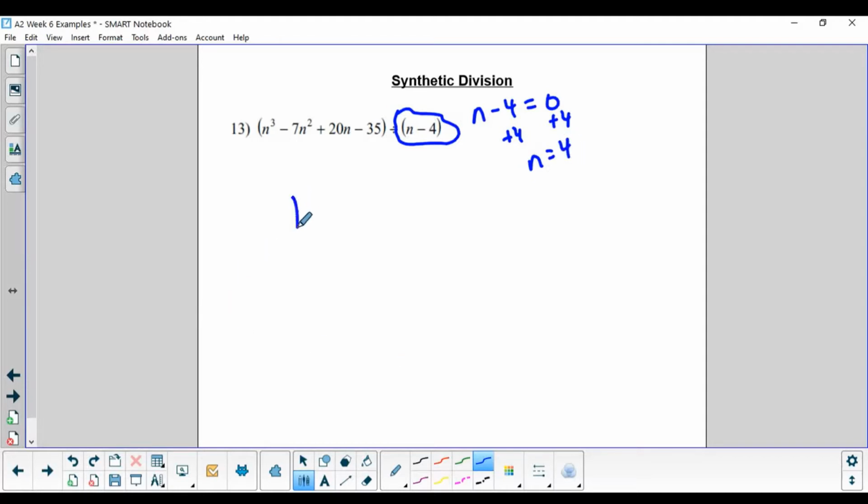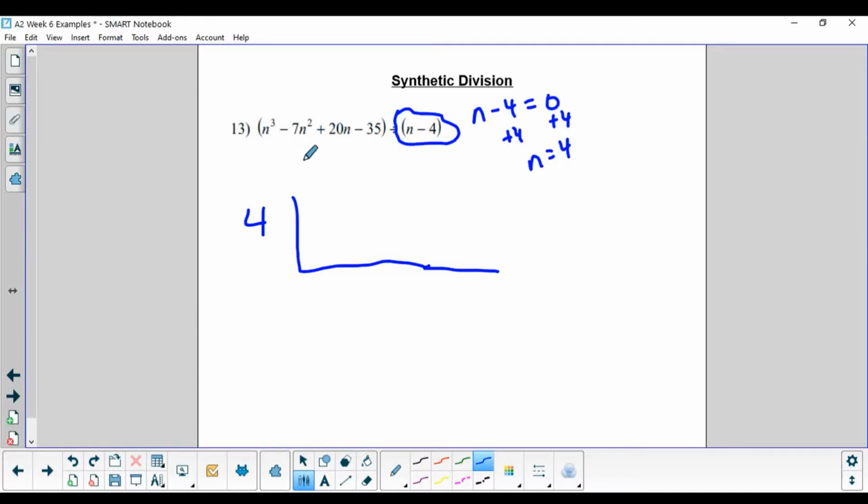Next, set up your L, and then put this number on the outside. So we'll put 4 out there. Okay. After that, we will take just the coefficients of this first set of parentheses here. So notice I have n cubed minus 7n squared plus 20n minus 35.